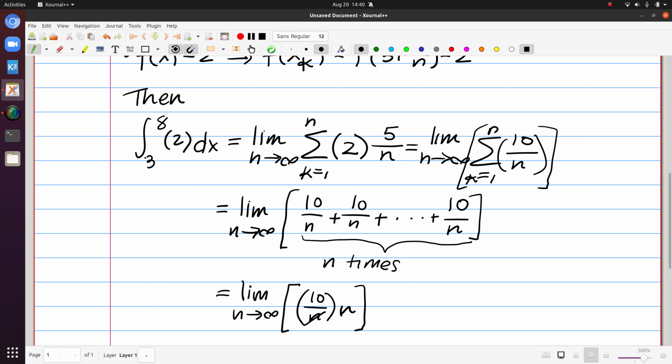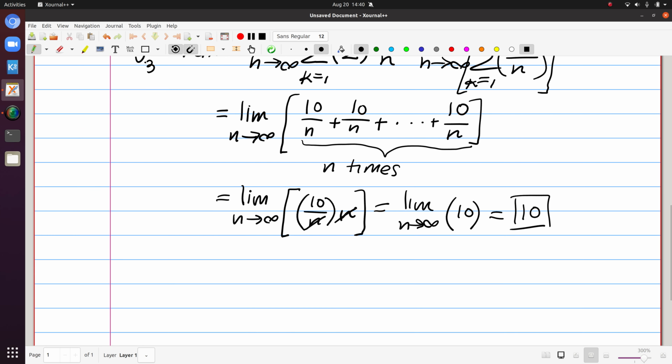What's nice about that is the n in the denominator cancels with the n in the numerator. This becomes the limit as n approaches infinity of the constant 10, and the limit of any constant is that constant, 10. So I have now used the definition in order to evaluate this integral.